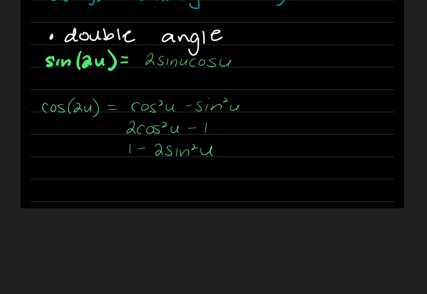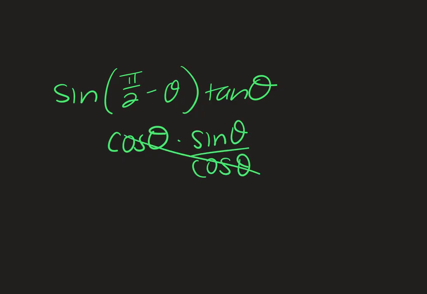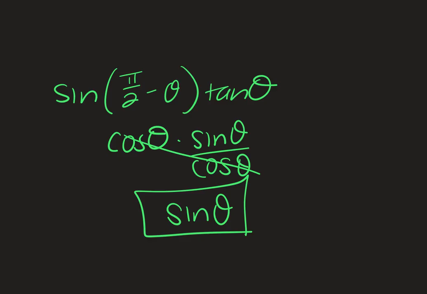Okay, so an example. So sine of pi over 2 minus theta is cosine of theta. And then tan is what? Tan is sine over cosine. So then we could cancel out the cosines, and my answer would just be sine. So only if it's like the pi over 2. Only if it's pi over 2 minus an angle can it be a cofunction.